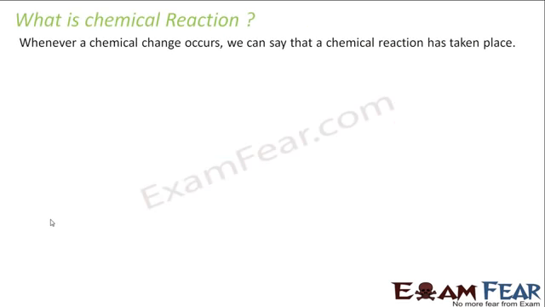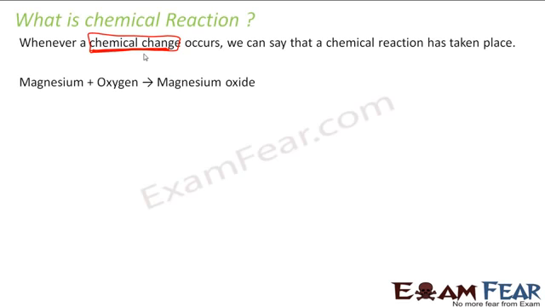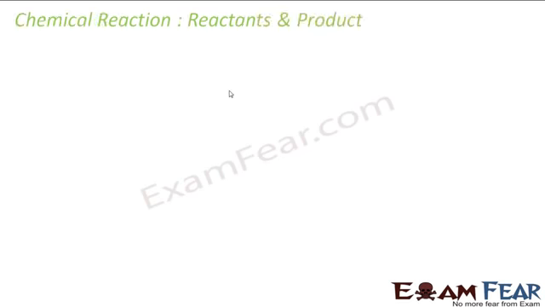So what is a chemical reaction? Whenever a chemical change occurs, please note, whenever a chemical change occurs, we say that a chemical reaction has taken place. In this case, the magnesium was converted to magnesium oxide. Correct, this is the definition of chemical reaction in the world of chemistry. Example: magnesium plus oxygen in presence of heat converted into magnesium oxide. So the initial chemicals were magnesium and oxygen that got converted to magnesium oxide. So the chemical change happened in this case, so we call this a chemical reaction.